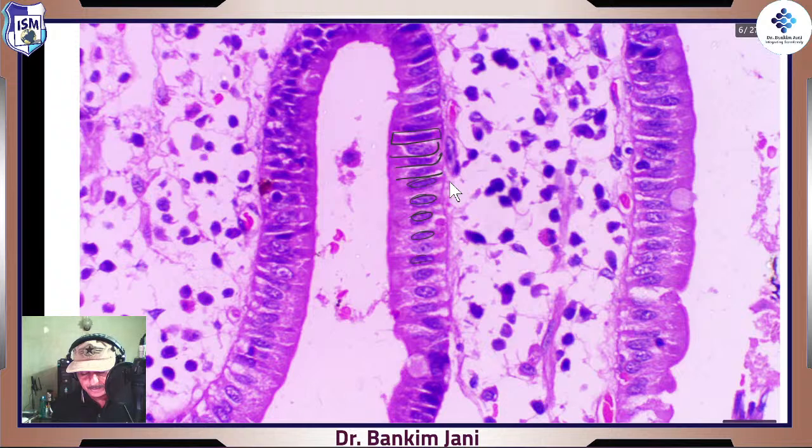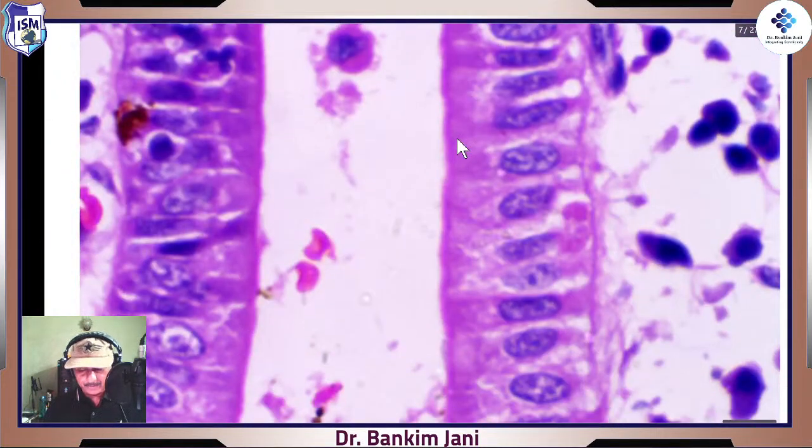And these are what's called the simple columnar. The layer is one and they are columnar. And we don't find anything like brush villi over here, they are not there. So that's why we are calling it non-ciliated. Fair enough.